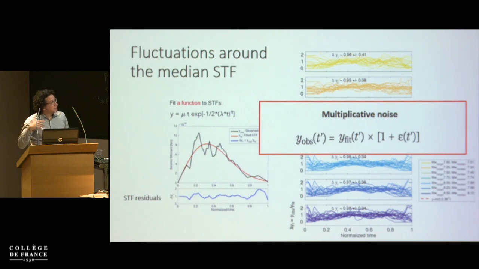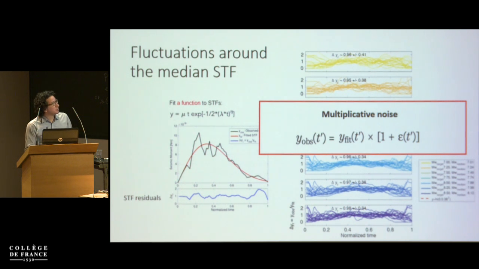And what's interesting is that basically we're able to describe a source time function as some common pattern, which is the fit function here, multiplied by some noisy fluctuations. So the noise here is multiplicative.